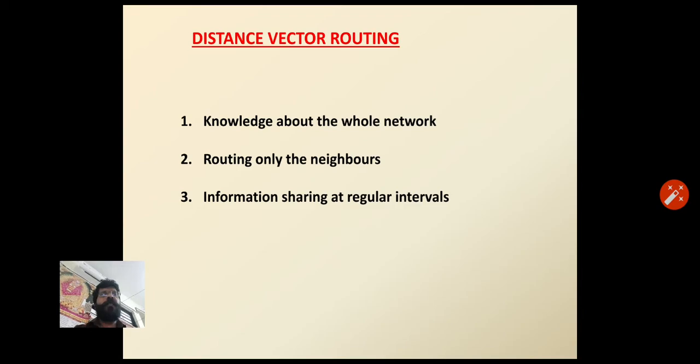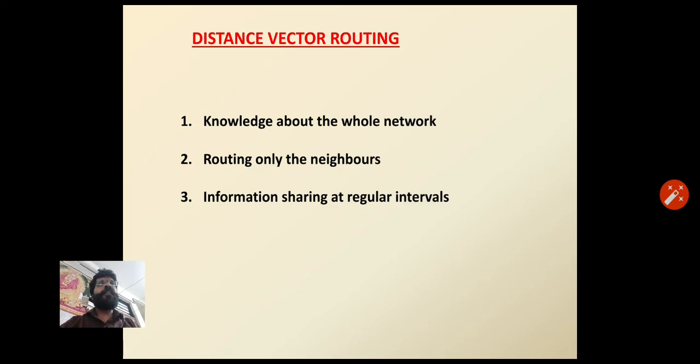Now, I have discussed distance vector routing. Distance vector routing algorithms have some properties. First, knowledge about the whole network, second, routing only to the neighbors, and third, information sharing at regular intervals. Knowledge about the whole network means every node has knowledge of the whole network. That knowledge can be shared with their neighbors.